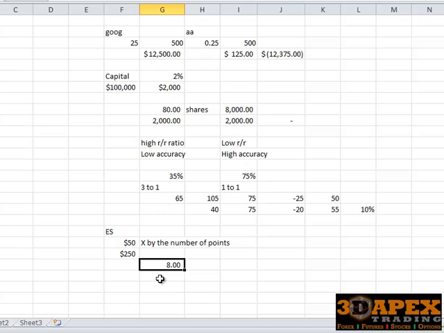So that makes it simple. But if you're going to use this concept in the futures market, you just need one more step, which is whatever your point value is, and that changes depending on what contract you're trading, times the number of points. That gives you your number that you can then do your position sizing algorithm on.